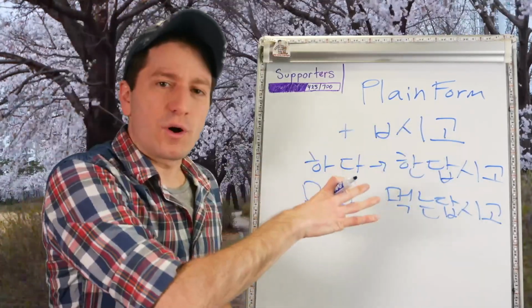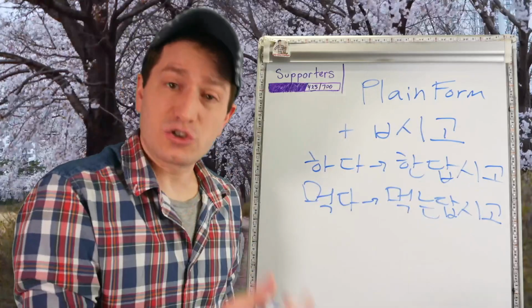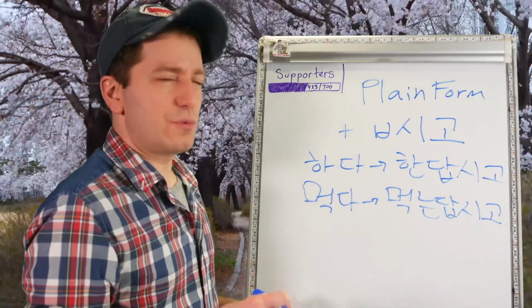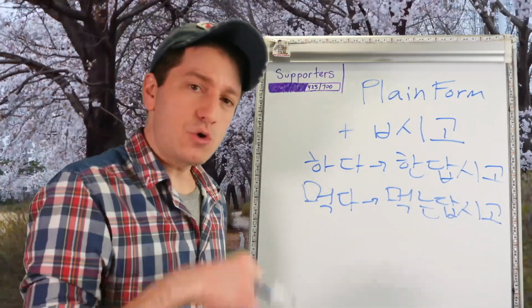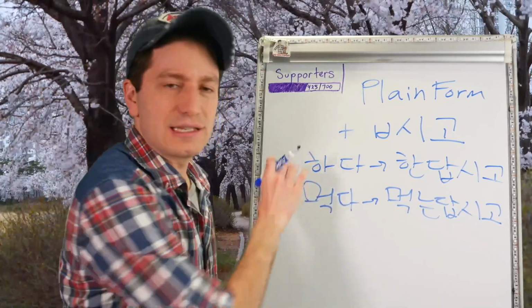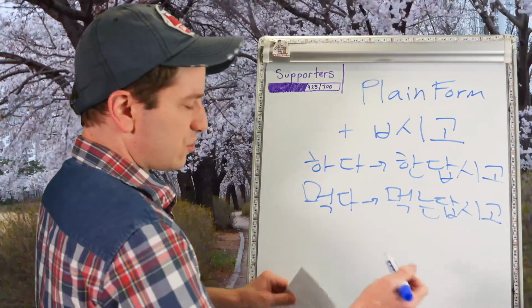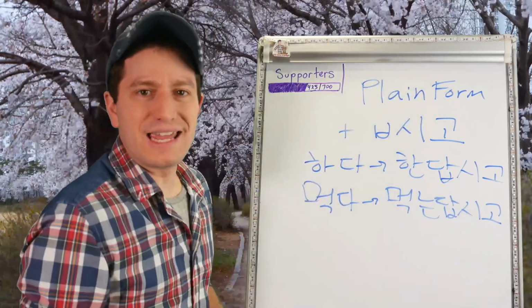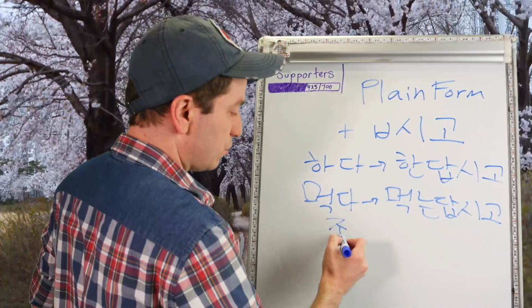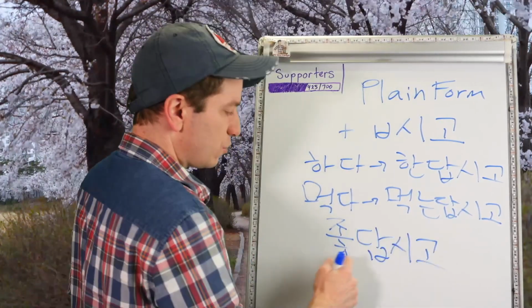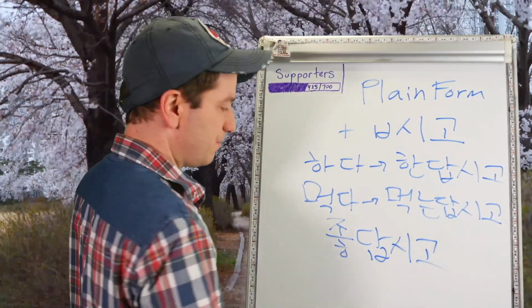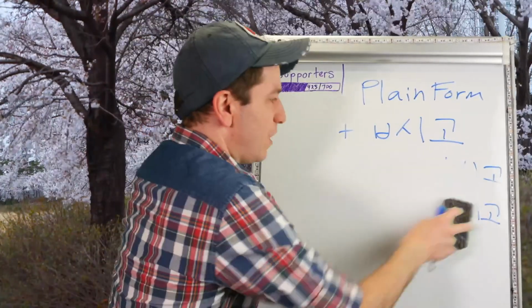You can use this form with both action verbs and descriptive verbs, and you can use it with other tenses as well, but most of the time it will be used like this in the present tense. If you use a descriptive verb, remember that the plain form is the same as the dictionary form. So the verb 좋다, to be good, is just 좋답시고. That's all you have to do. There is an exception for one verb.